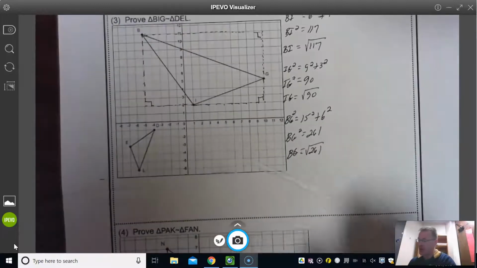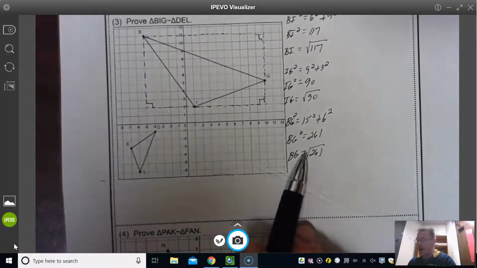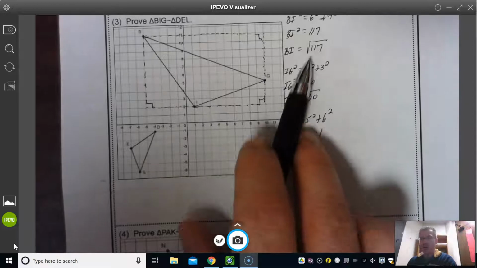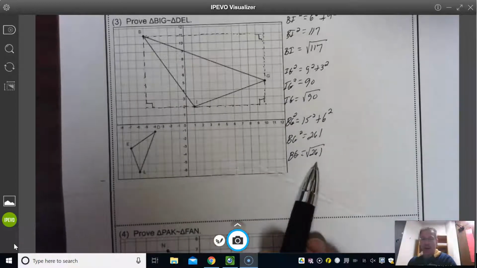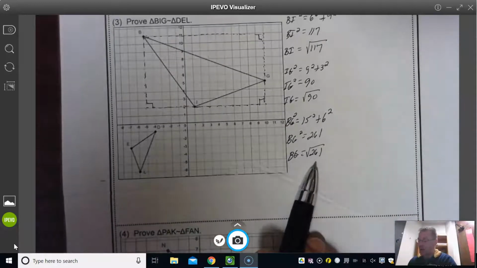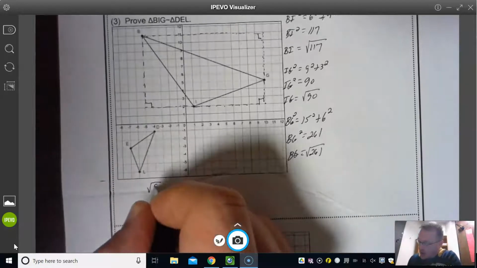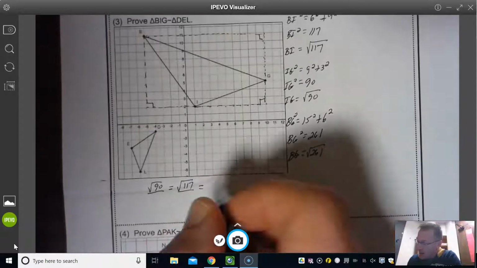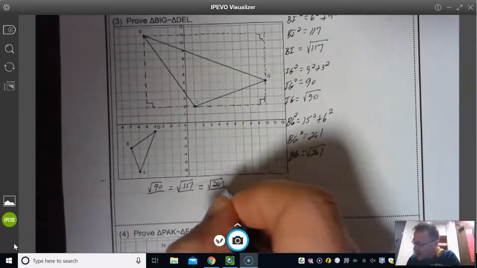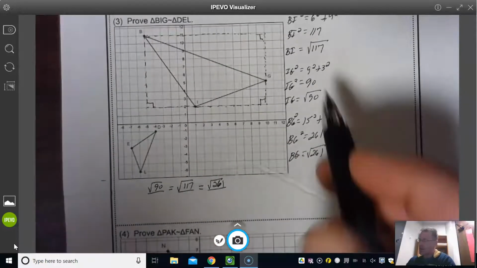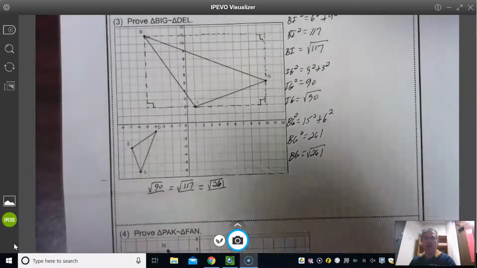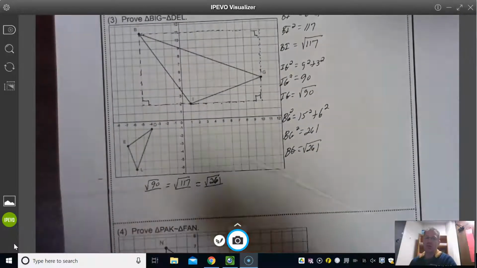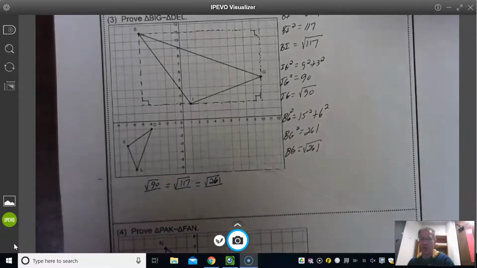All right, so there are my three side lengths. Now, the reason why I didn't reduce anything is that within the square root I can see my side lengths, and that's going to help me put them in order. So right now, the square root of 90 is my smallest side, the square root of 117 is my middle side, and the square root of 261 is my longest side. Seeing those numbers inside the radical makes it easy to put them in order. And remember, we're just looking at that relationship, so we don't really need them reduced to do so.